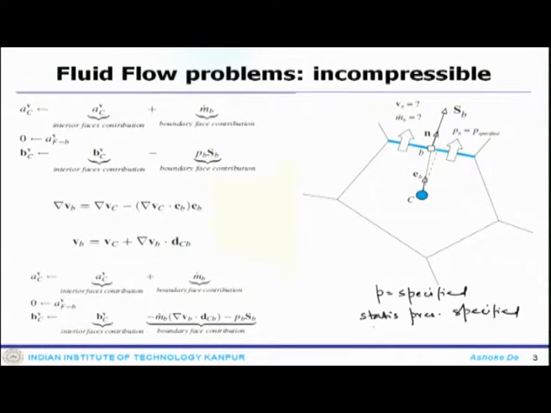Once you define the static pressure, this is the boundary surface, and your P_B is P specified, which is the static pressure. Please note, do not get confused with static and dynamic pressure or static and total pressure. This is purely the static pressure which is defined here and which actually appears in your discretized equation.